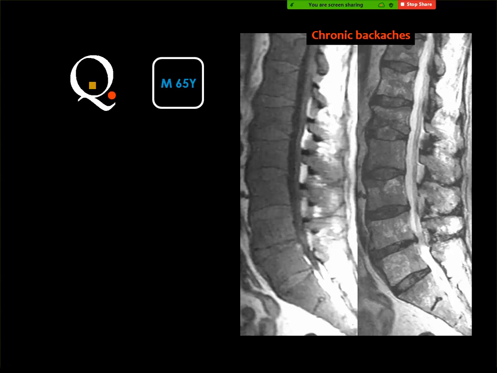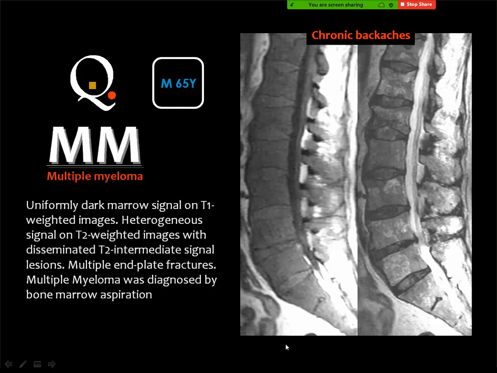Myelofibrosis. No, these lesions are bright in the T2 weighted image, meaning that they are not myeloma. Sorry. Multiple myeloma. Yes, and this is multiple myeloma. If you look at the spine, and you see that the lesions are not identified in the T1 weighted image, but they are somewhat identified in the T2 weighted image, think of myeloma.